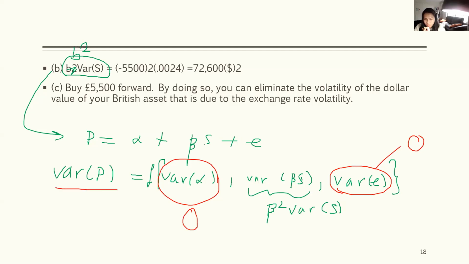So the proportion of the variance of P that is attributable to the exchange rate is going to be given by beta squared times variance of S. Applying this formula here, beta is what we computed in part A. We're going to take 5,500 squared times the variance of S, which is what we computed before as well. And we get this number here. So this is the proportion of the variance of P that is attributable to S.